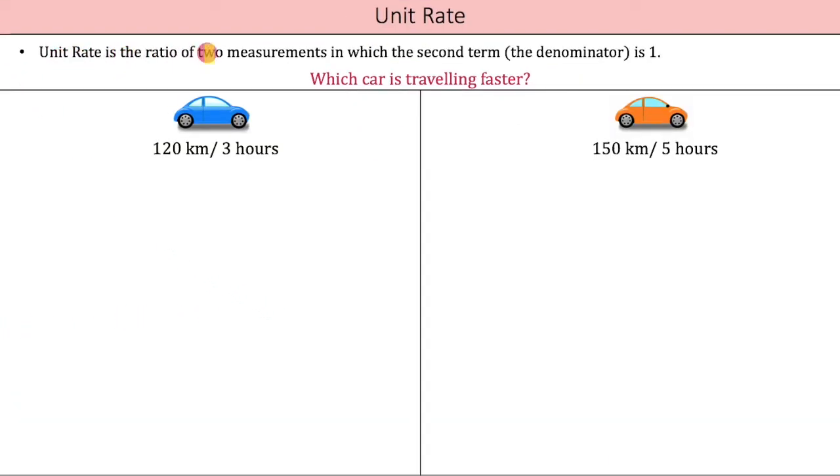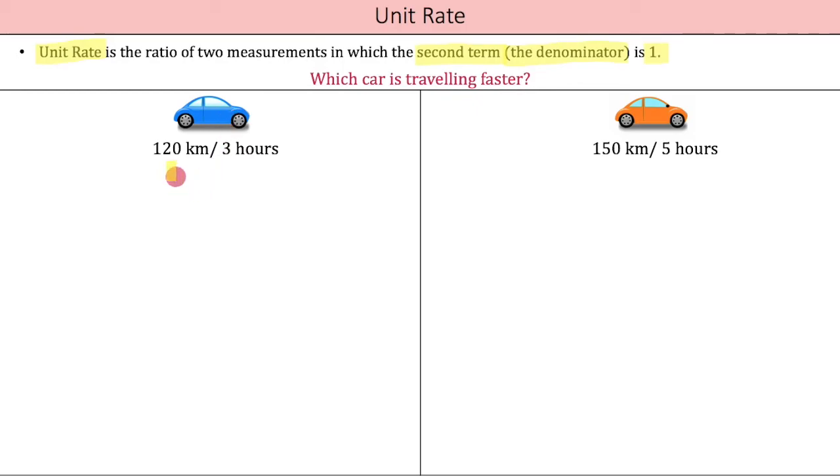A unit rate is the ratio of two measurements in which the second term, the denominator, is 1. Okay, that's a super duper important statement right there. Now, why is the unit rate so important to us? The reason why is because it allows for comparisons. So here's a question which says, which car is traveling faster?